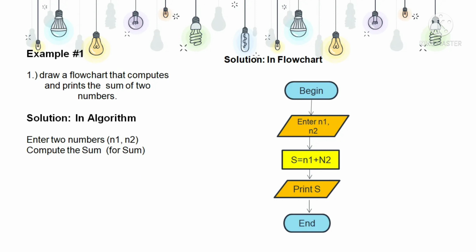Here, example number 1: draw a flow chart that computes and prints the sum of two numbers. So, solution in flow chart: begin, enter N1, N2, S equals N1 plus N2, print S, and lastly is the end. It would be better if we had actual computation or actual handling on how to use computers, or how we're going to familiarize the keyboard to use, just enter N1 or N2. We are facing a pandemic, so we are not able to conduct it face to face but virtually. So thank you. Next po.